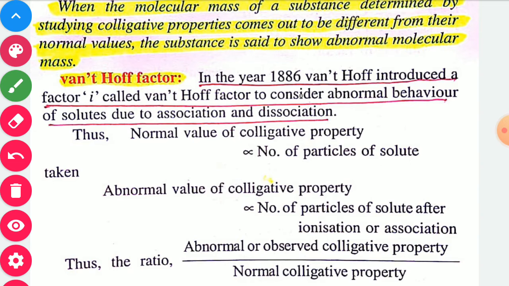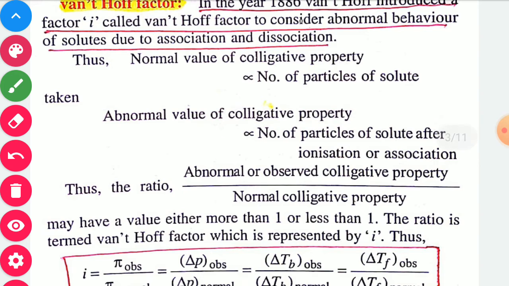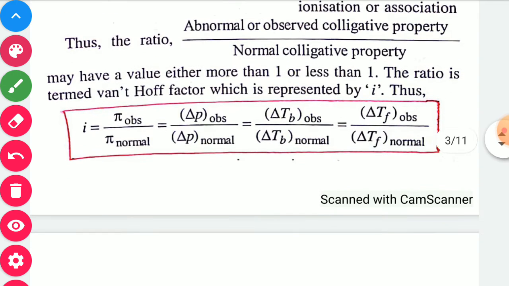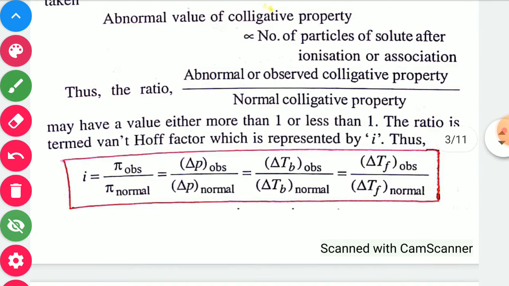Therefore, the ratio of the abnormal or observed colligative property upon the normal colligative property may have a value either more than 1 or less than 1. The ratio is termed the Van 't Hoff factor, which is represented by i, and is equal to observed osmotic pressure upon normal osmotic pressure.